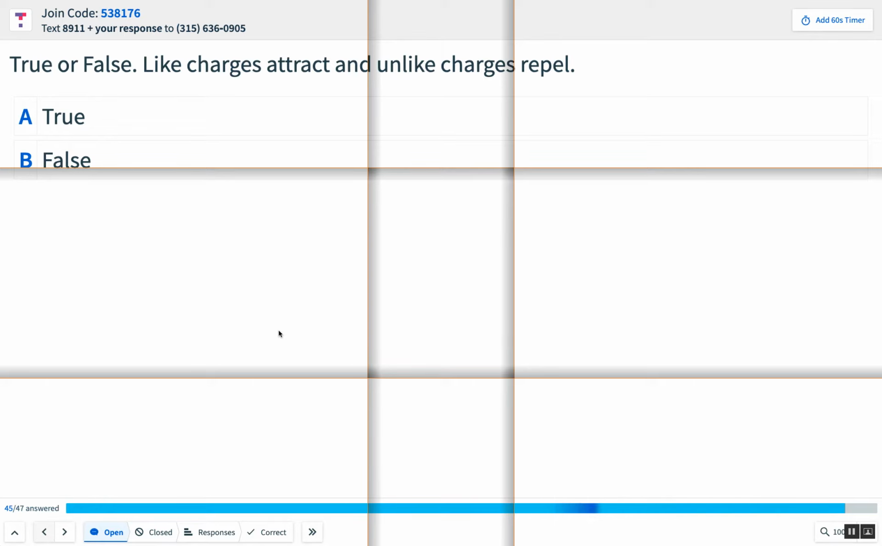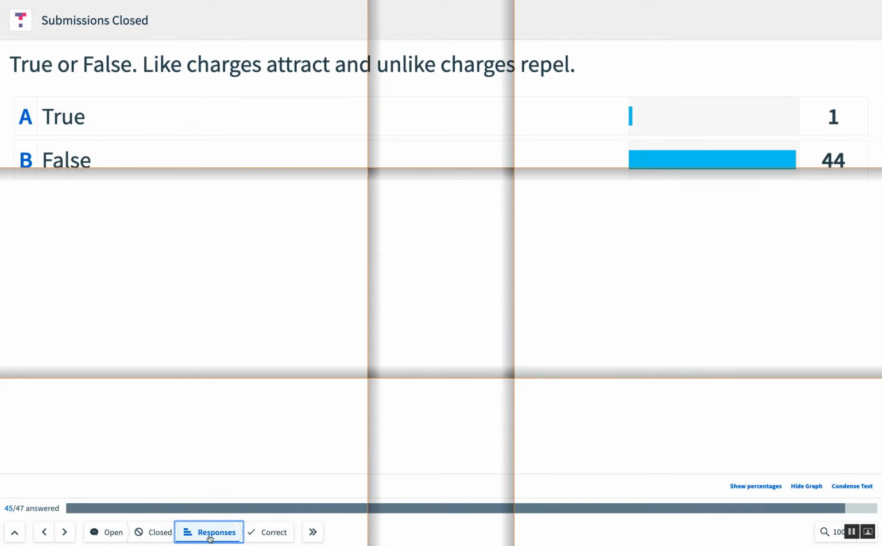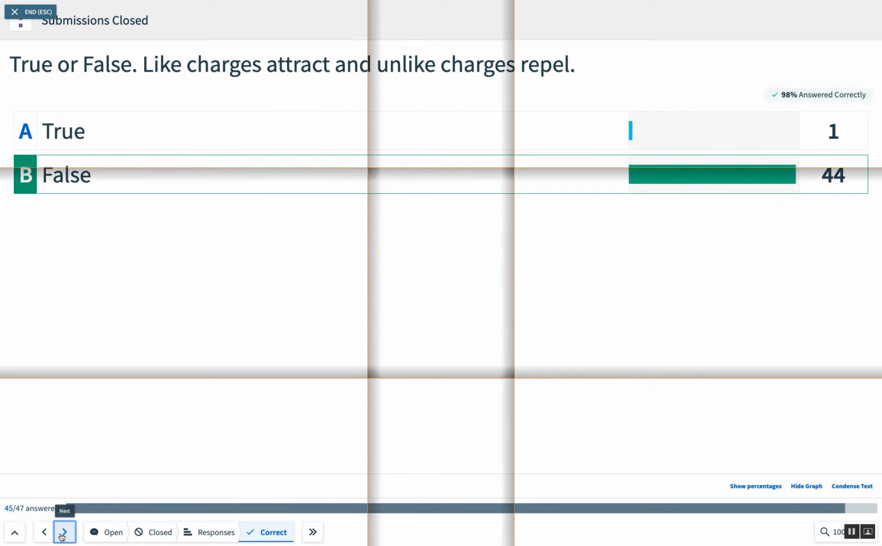Okay, all right. So I'm going to go ahead and close this one. And of course, the correct response is false. Good job, everyone. All right, so let's go to the next one.